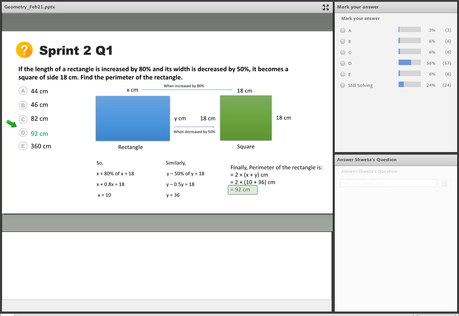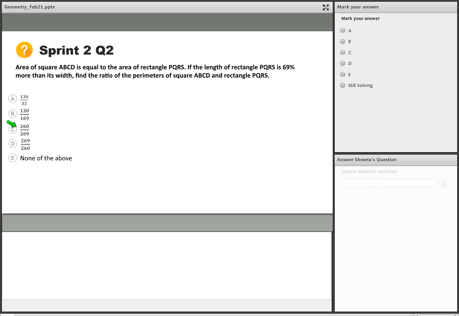I'll be clearing the answers here. Show me that you're ready by clicking on still solving. There you go. Question number 2 coming up. Good luck, everyone.